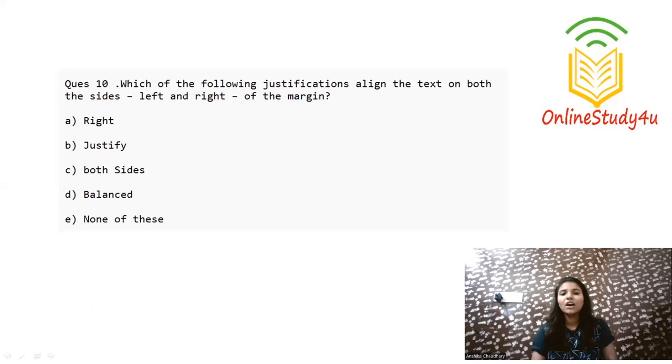Next question is, which of the following justifications align the text on both the sides, left and right, of the margin? If you are somehow familiar with web development, then you must know the answer to this question. It will be justify, right? To align the text, we will use justify text or justify content. So it will be like center, left, right, top, bottom, this type. So justify will be the answer for this question. So let's move on to the pseudo code questions now.